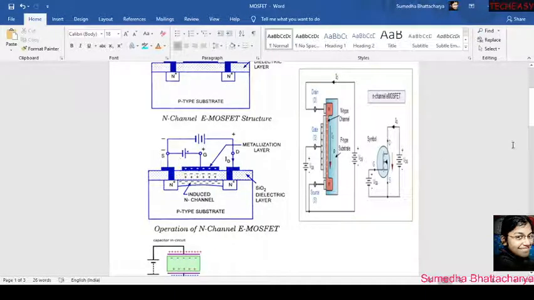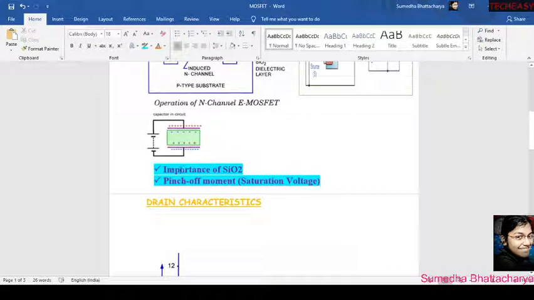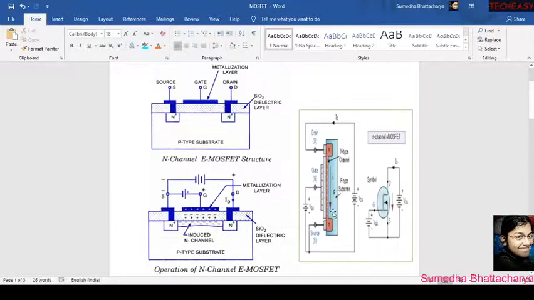Okay. So now, I have told two important things, that is the importance of SiO2 that I have told before. What is the importance of SiO2? It acts as an insulator. Because of the insulator, the minority charge carriers will not go out from this region. So the minority charge carriers will be stored here because of the behavior of the insulator, right? Okay.